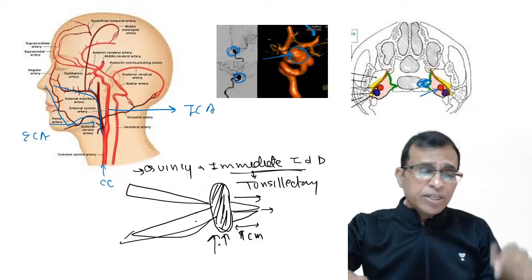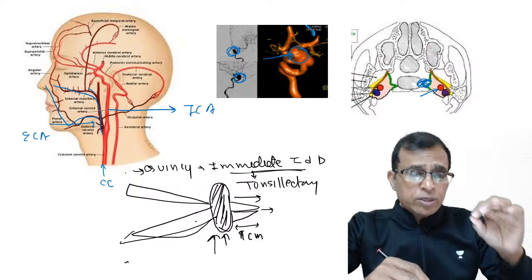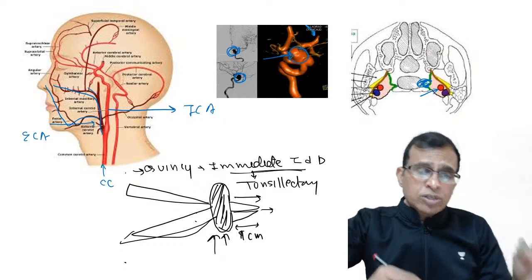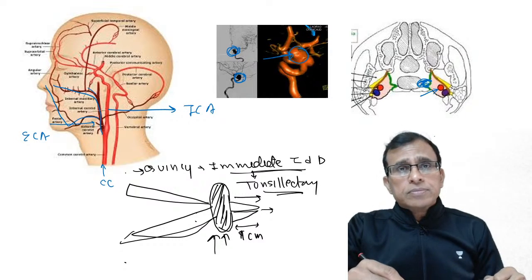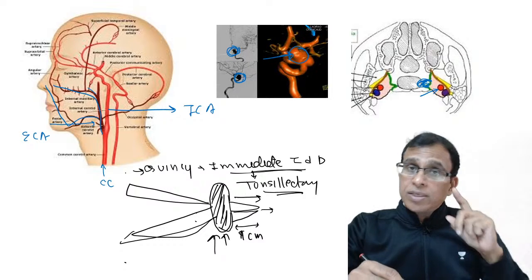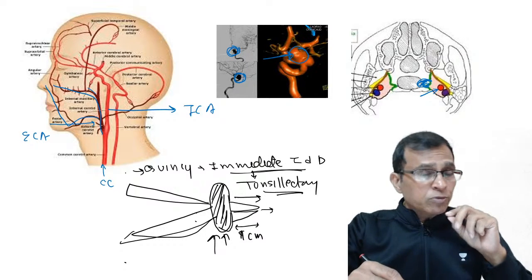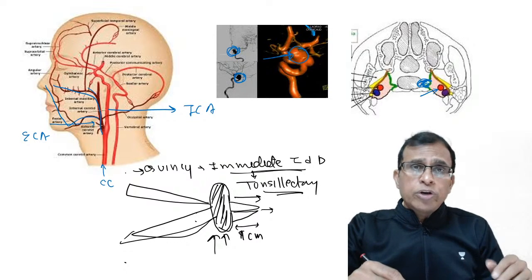And therefore the second implication is that before you do any procedure in the tonsil, whether you drain the pus from a quinsy or you do a tonsillectomy, anything, you must feel for the pulsation. You must look for the pulsation. If there is a pulsation in the tonsil, then either you have to abandon the procedure, you cannot do the procedure, or you have to be very, very careful.